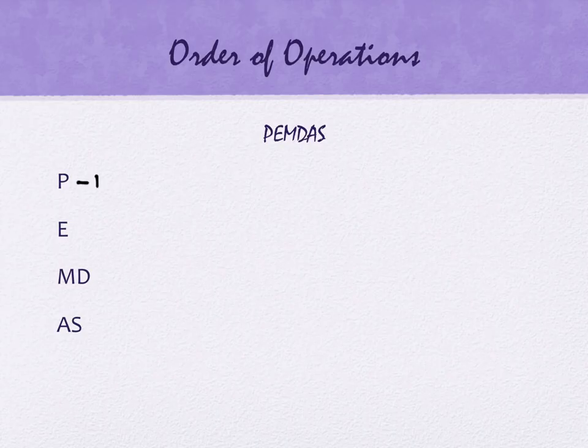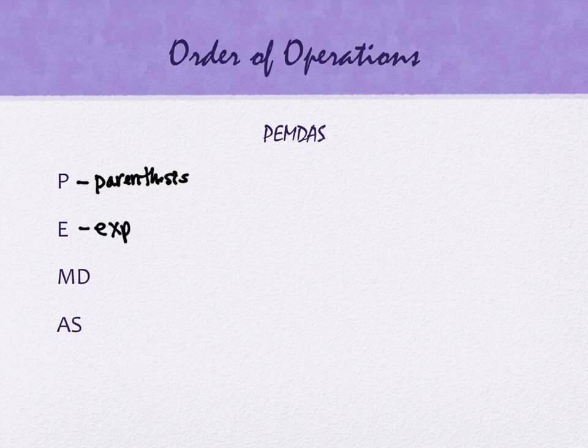P stands for parentheses. E stands for exponents. M and D are the same thing. What do they stand for, though? What is M? Multiplication, and D is division.